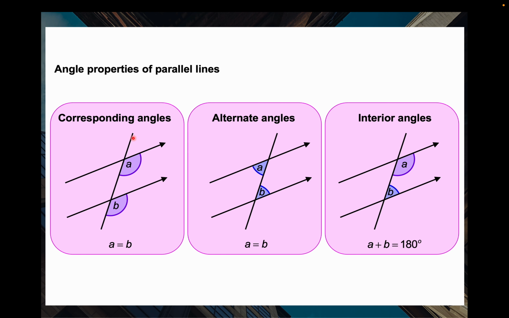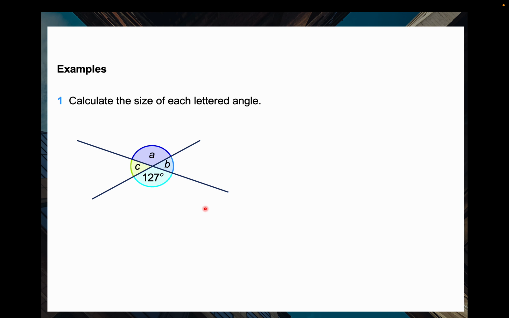So those are very, very important properties that you need to know, because we're going to use them in circles and any quadrilateral question, as well as complicated parallel line questions, that you need to know very well in order to solve those problems. So let's have a look at one example.